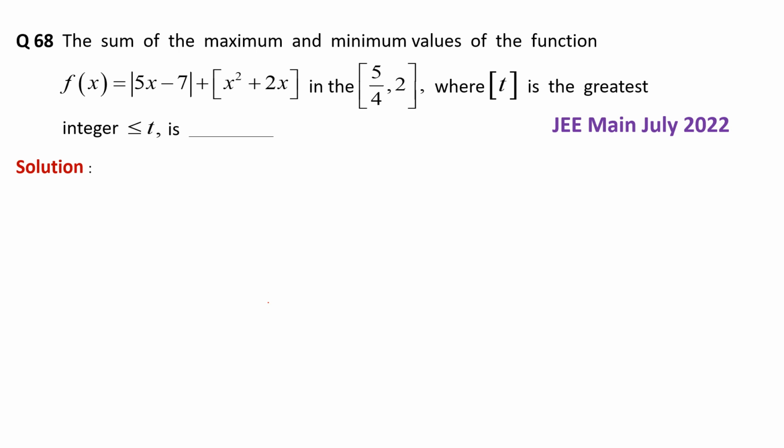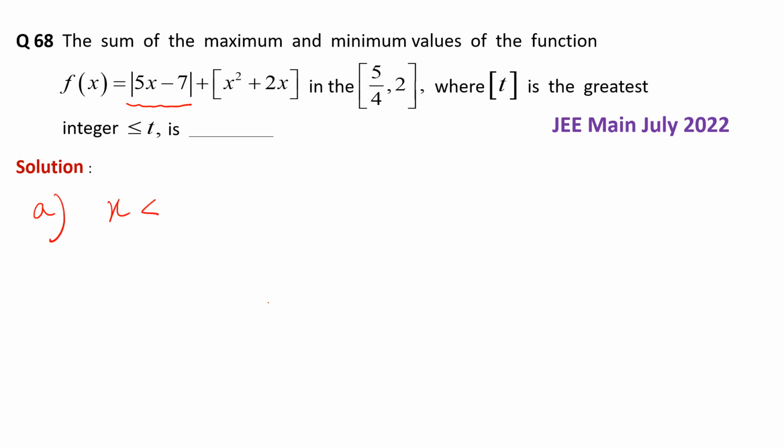Now students, basically in this question, we have to find the maximum and minimum values of the function f(x) and then their sum. Now inside the modulus sign, we have 5x - 7. This clearly implies when 5x is greater than or equal to 7, then |5x - 7| is equal to 5x - 7. And when 5x is less than 7, or when x is less than 7/5, then |5x - 7| will be equal to 7 - 5x. Now students, let's rewrite this function for both of these categories.